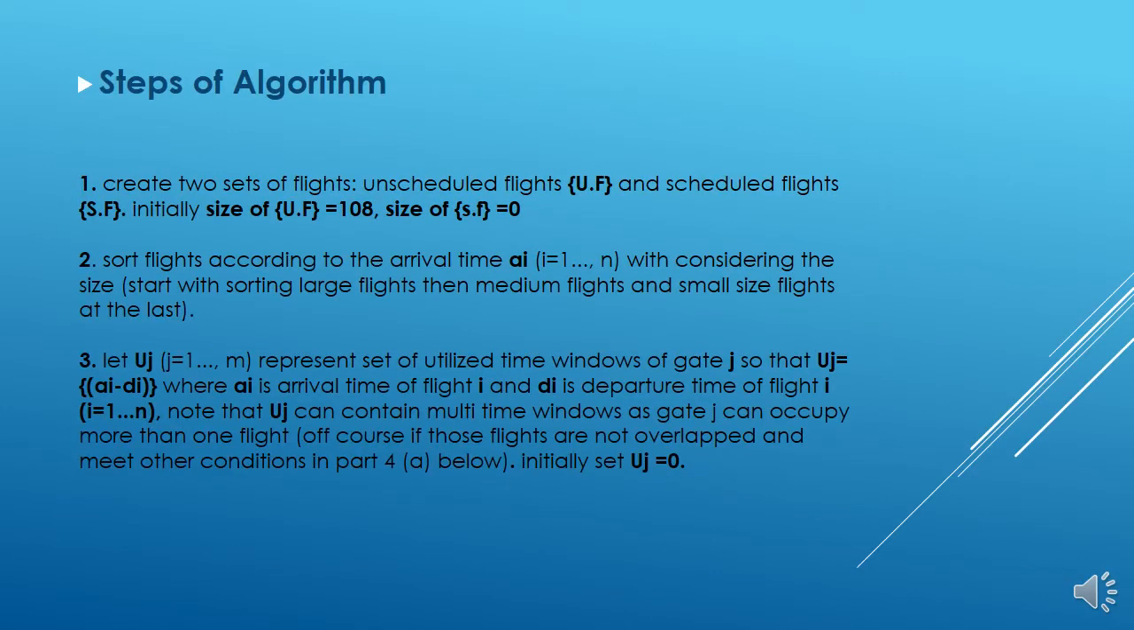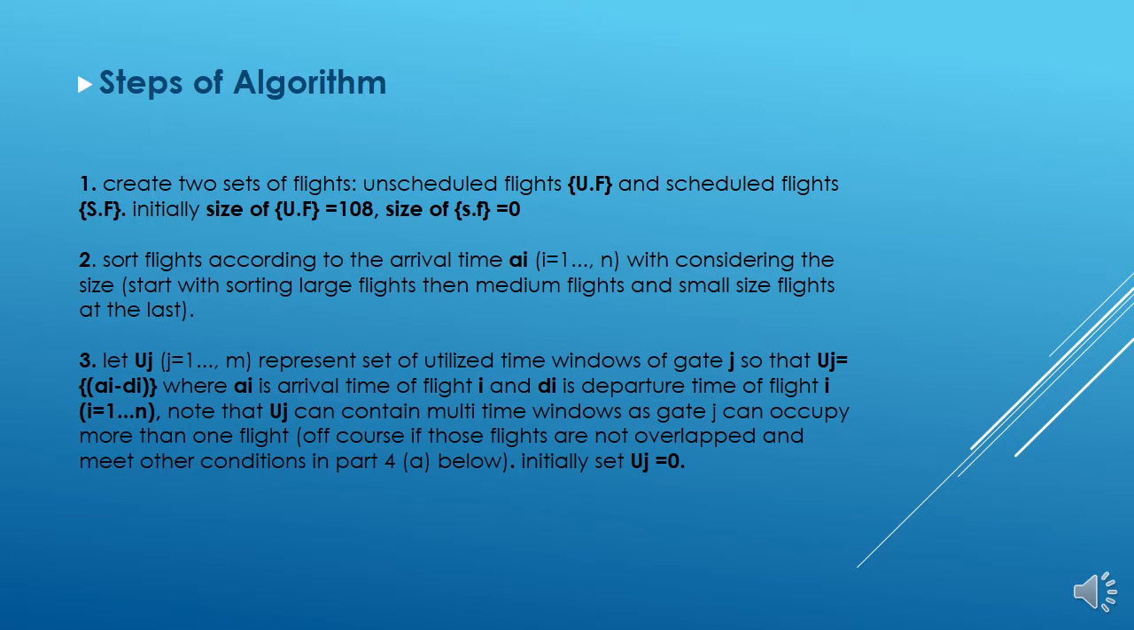So we'll start directly with the steps of this heuristic algorithm. As in each airport gate assignment problem, we have a set of flights and a set of gates. First we are going to create two sets of flights: one set of unscheduled flights and the other of scheduled flights. Initially, we put the size of the unscheduled flight set equal to 108, and the size of the scheduled flight set will be 0.